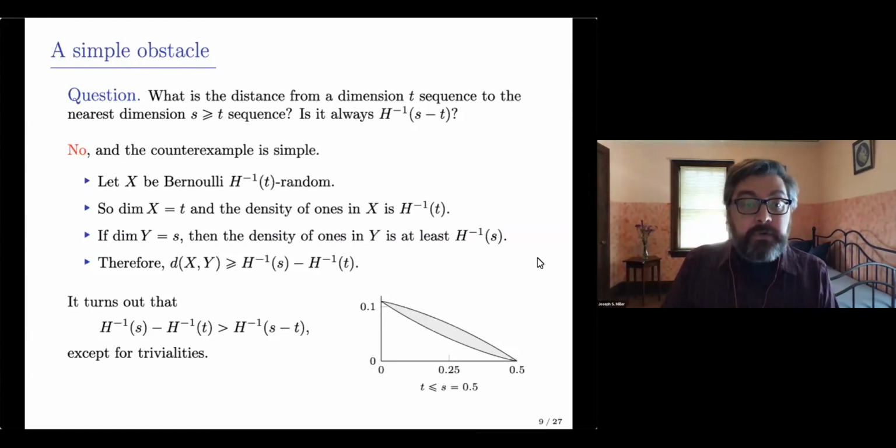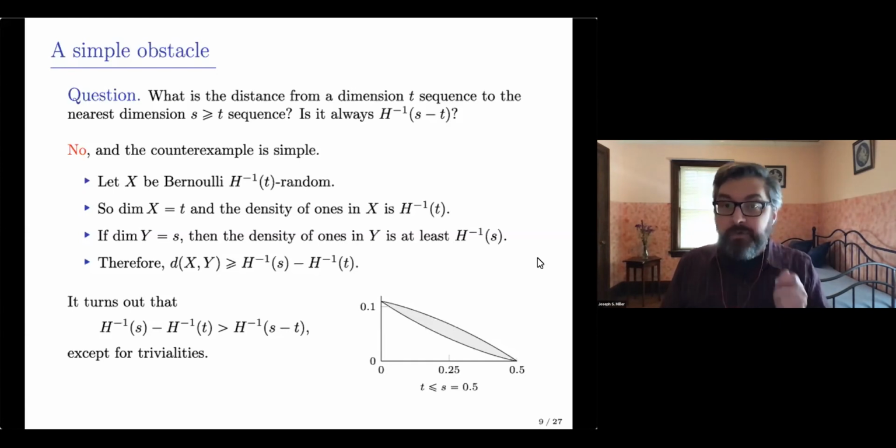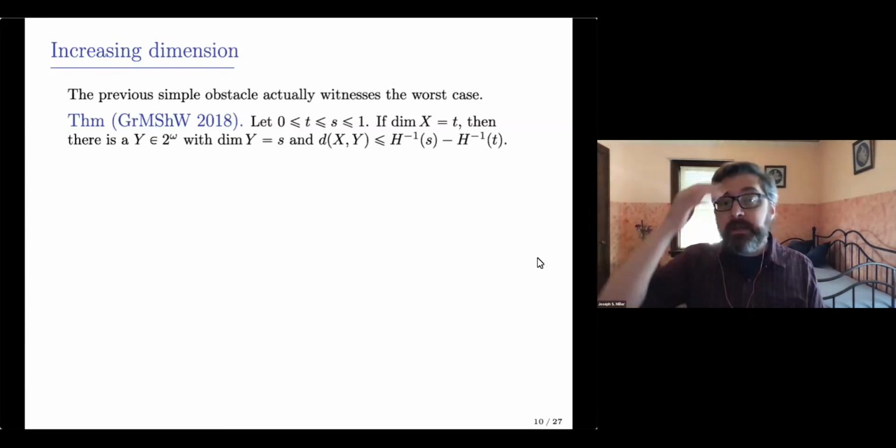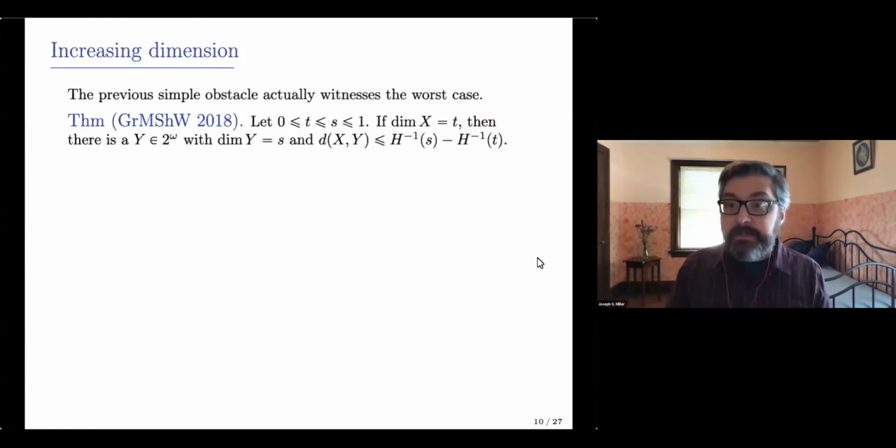Okay, so you can't go from a Bernoulli h inverse of t random, which has dimension t, to dimension s in the optimal possible, the best possible distance. On the other hand, that simple obstacle actually is the worst case. If t is less than s and x is dimension t, then there's always a y with dimension s within h inverse of s minus h inverse of t. So that's really the worst case, and so easily witnessed, which is nice.